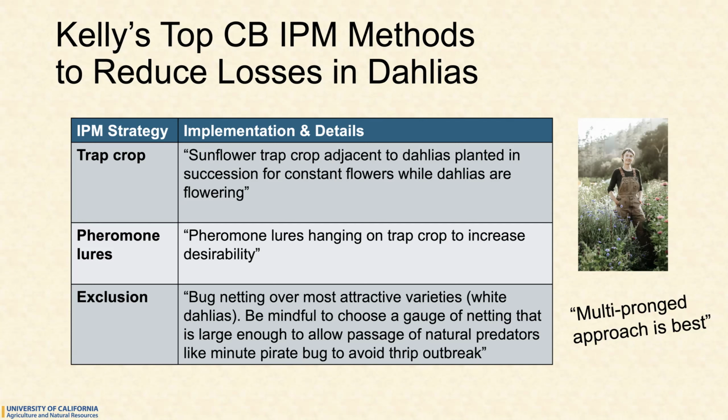This might remind you of what Sonia said too about being pretty targeted and specific about where you use netting or row covers. And Kelly says to be mindful to choose a gauge of netting that is large enough to allow passage of natural predators like minute pirate bugs to avoid thrip outbreaks. So that is another really helpful tip just to bear in mind.